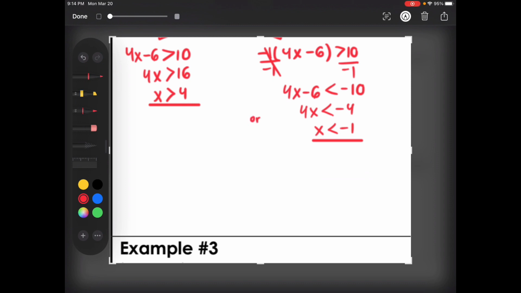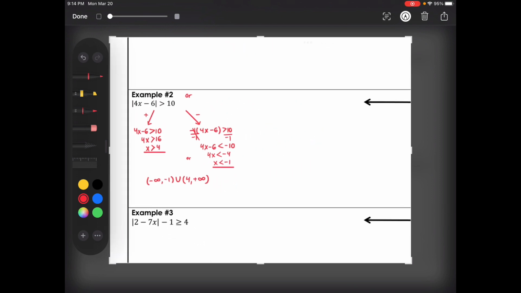So to write this in set notation, it can either be less than -1. So that's all the values from -infinity until we get to -1. Or they can be values from 4 to positive infinity, because values that are greater than 4. So it's excluding all the values between -1 and 4.